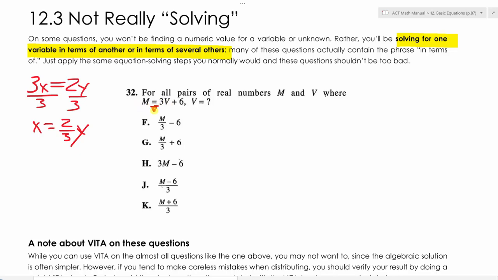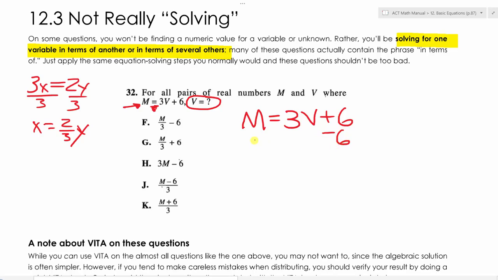You can't throw in whatever you want. You have to make the equation work with your numbers, but this question is fairly simple with VITA. It is also fairly simple with algebra, so I'm going to go ahead and do it that way. So they're looking for v, which means I have to solve this equation for v, or I should say, again, I have to manipulate this equation to get v in terms of m. So I have m equals 3v plus 6.